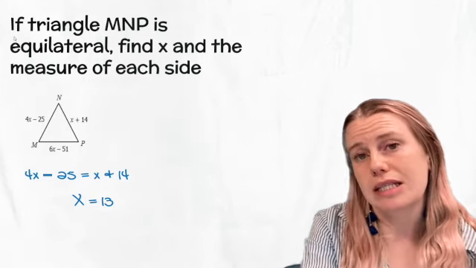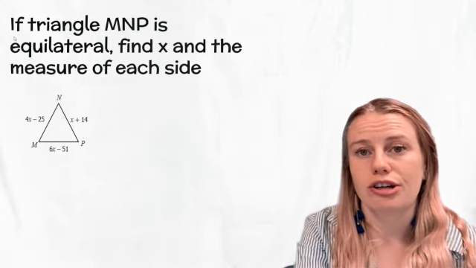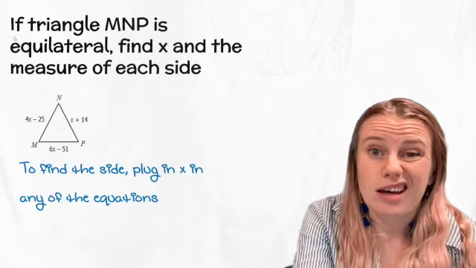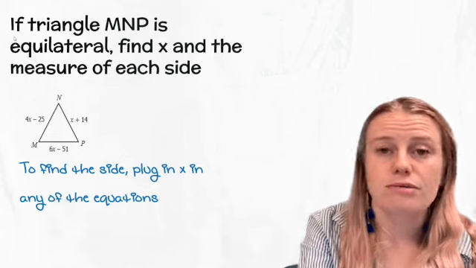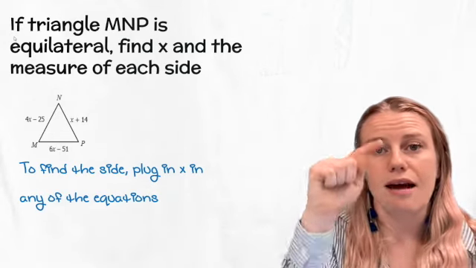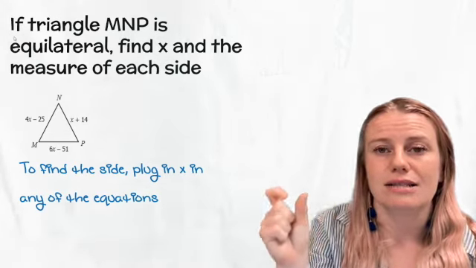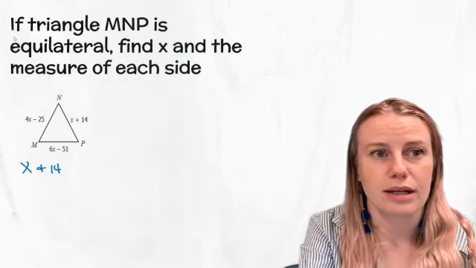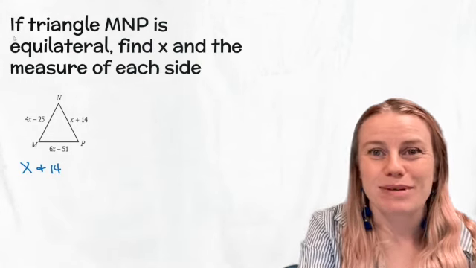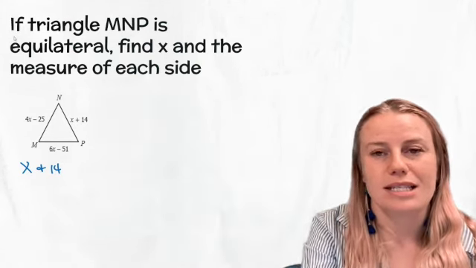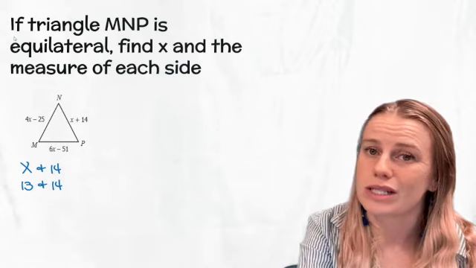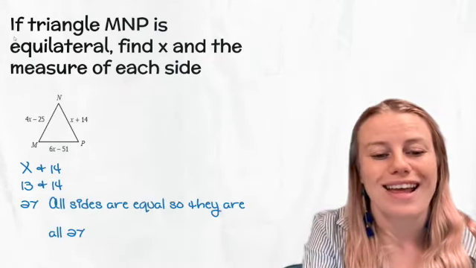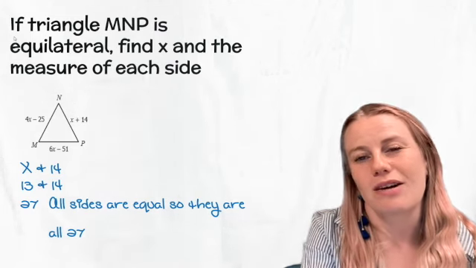This question also asked us to find the measure of each side. So I just need to plug in x to any of the equations. Remember, this is equilateral. That means that every single side is going to be the same exact amount. So I can pick and choose which one to put it into. I just picked x plus 14 because that's the easiest. So 13 plus 14 is 27. Again, since this is an equilateral triangle, all sides are equal, so they are all 27.